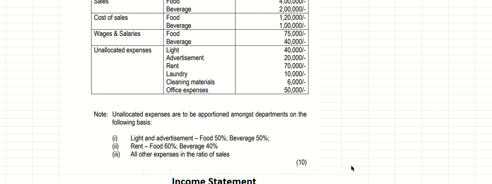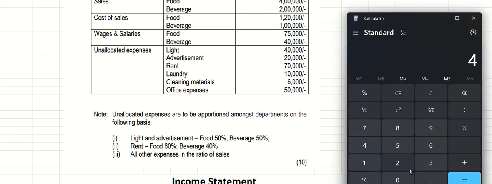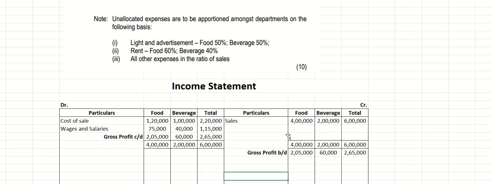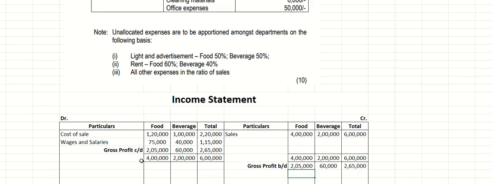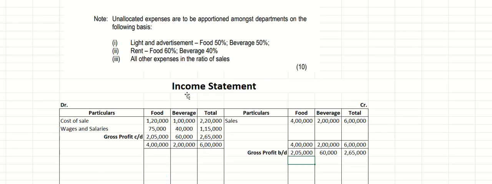If you have doubt, you can do it with a calculator, but it is usual that half of 40,000 is 20,000. You can just take it. See, 50% of 40,000 is 20,000. If you feel doubt, don't feel bad. Please make sure you use a calculator.